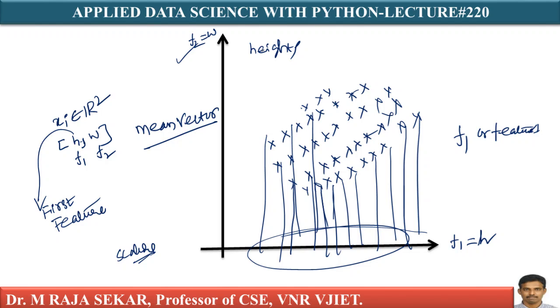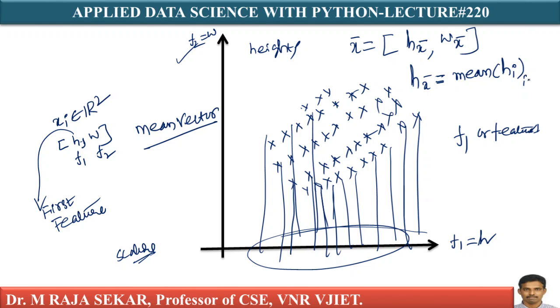For the mean vector x bar, what do I have to calculate? My x bar is equal to the mean of all heights and also the mean of all weights. What is hx bar? Hx bar is the mean of hi, i equal to 1 to n. I'm collecting all heights, calculating their mean and keeping it in hx bar.